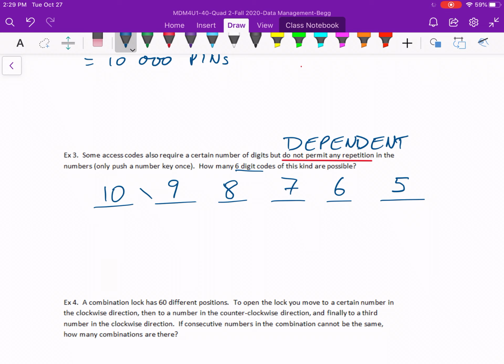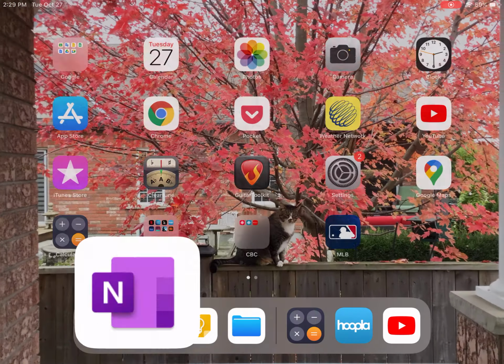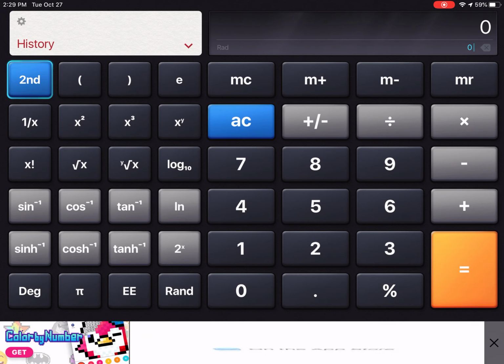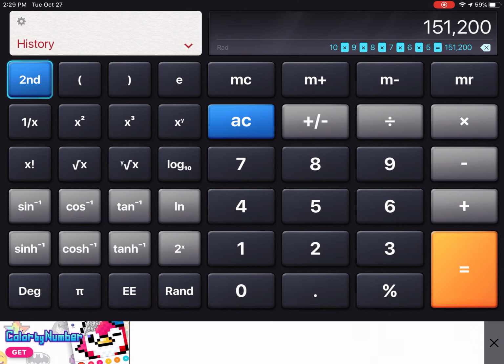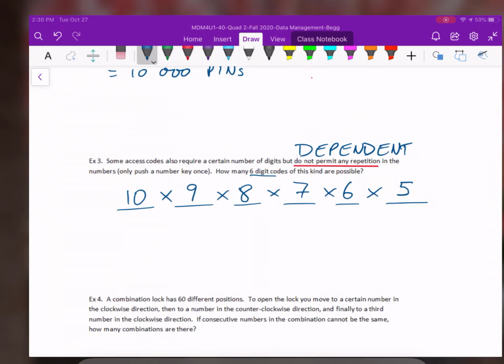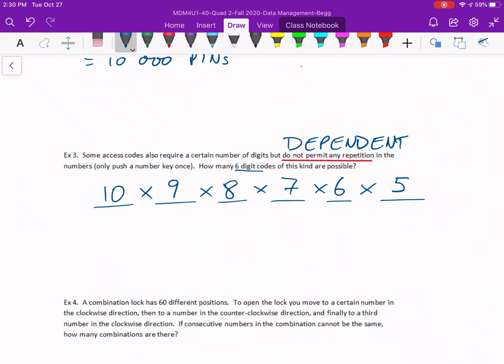And so, again, it's fundamental counting principle, but because it's dependent, it's going to be less and less choices for each number. So, let's go to the calculator for this. 10 times 9 times 8 times 7 times 6 times 5. 151,200. So still not a bad number to choose from.